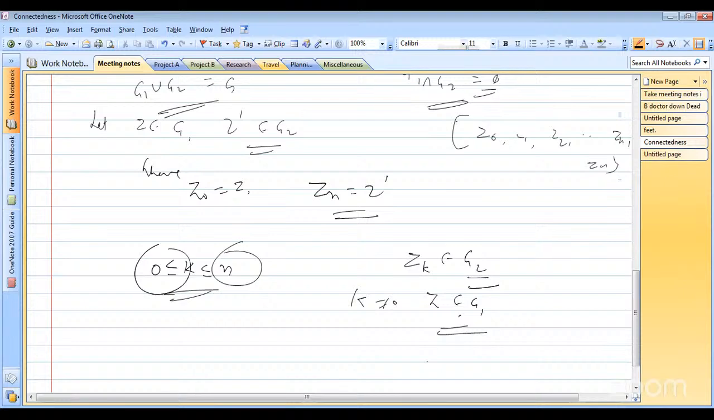Now we take the line segment [z(k-1), zk]. This segment is connected, but from the definition it would have to lie in the disconnected set G1 union G2. So it is a contradiction. Therefore G is connected.